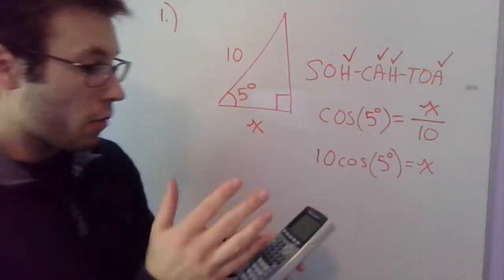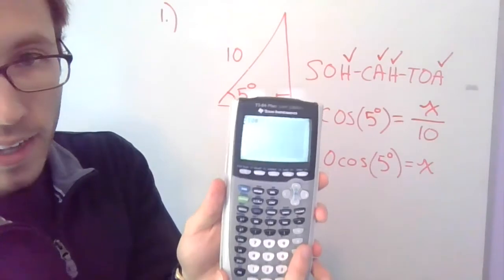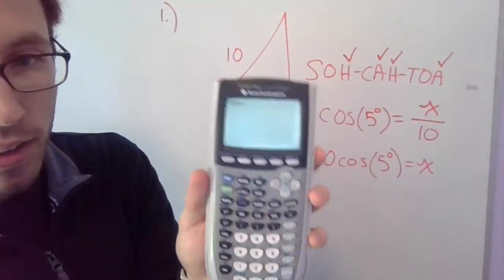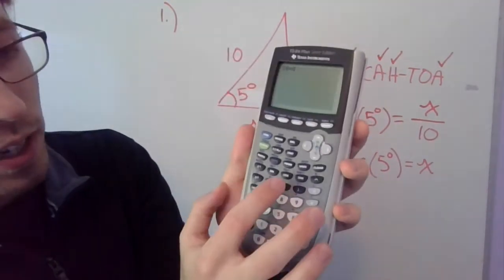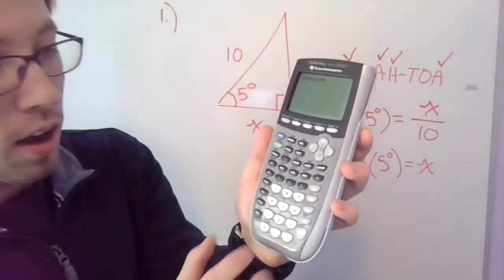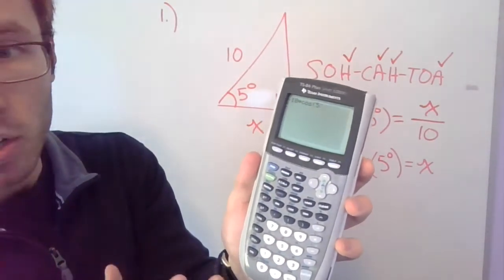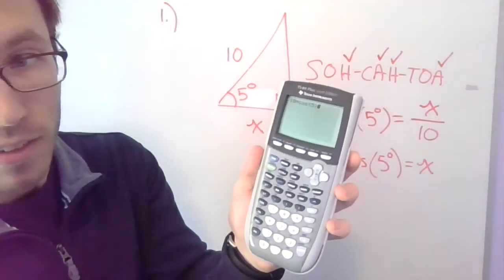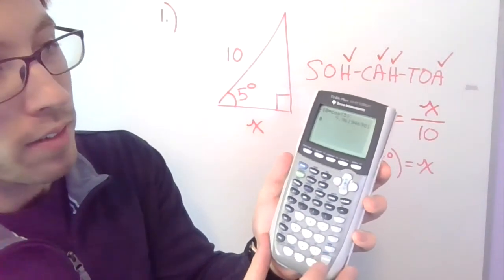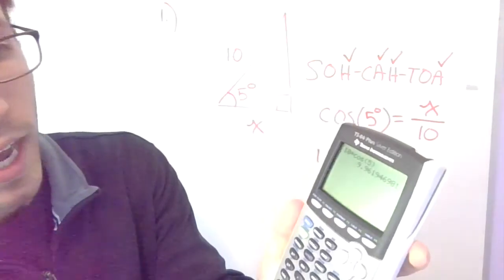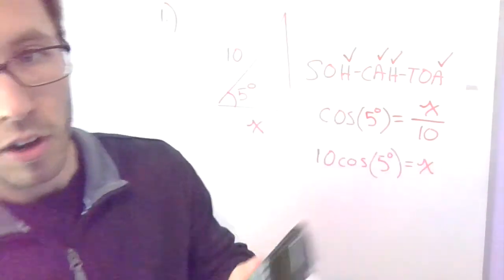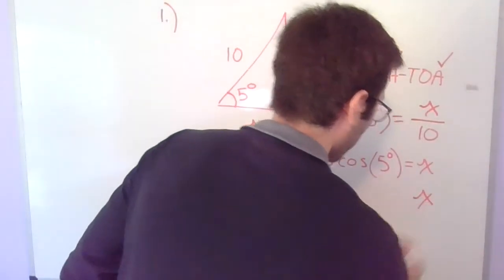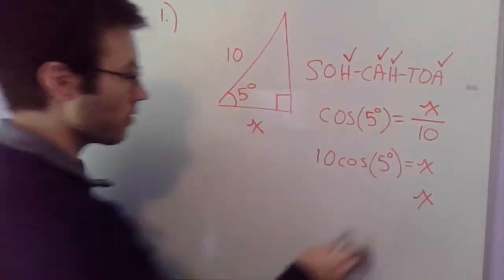All right, so what I do now is I write 10 times cosine. It's the COS on this calculator. So I type cosine of 5, and since we're in degrees, I can close it off. It's going to assume that number is in degrees, that 5. So I hit 10 cosine of 5, and that number comes out to be 9.96. So that number right here, X, is approximately 9.96.